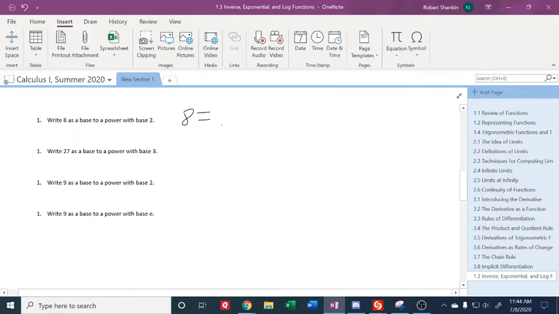So this one, the base is 2, base to a power. It must be 2 to the third, because 2 to the third will give you 8. So we rewrote 8 as a base to a power with base of 2. Now do it again for 27.